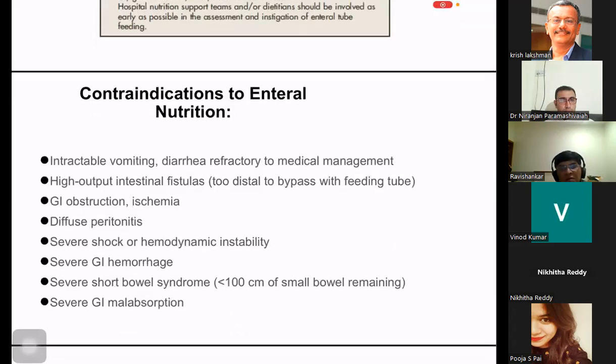And contraindications to enteral nutrition are intractable vomiting and refractory diarrhea, high output intestinal fistulas, bowel ischemia, diffuse peritonitis, severe shock, GI hemorrhages, severe short bowel syndrome, and severe GI malabsorption.